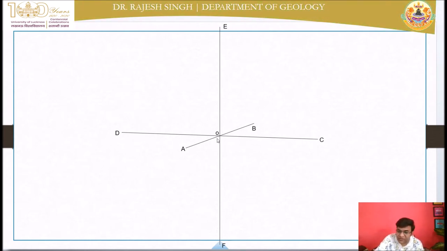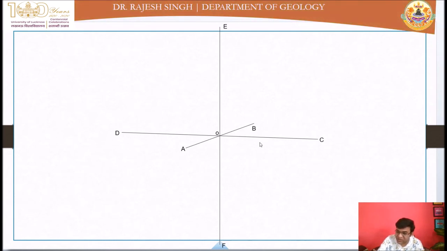Now we are going to mark the midpoint of the OC. The OC is from the origin, the center point of the cubic system, to the end of the axis. Next step, we have to determine the midpoint from the center to the edge of the axis. So the midpoint of the OC. Do not determine it by the scale. You have to determine the midpoint using the compass only.